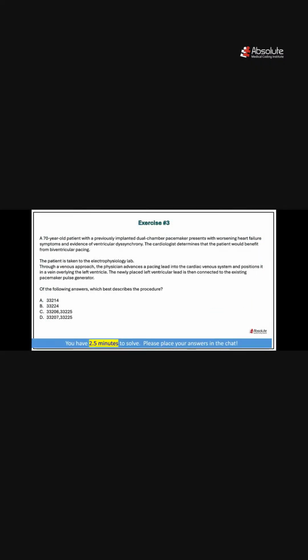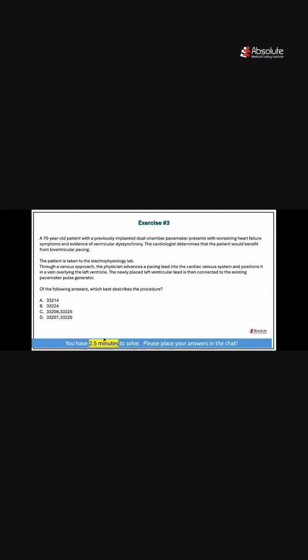The question is, of the following answers which best describe the procedure? Your options are option A, 33214; option B, 33224; option C, 33208, 33225; option D, 33207, 33225. A 70-year-old patient with previously implanted dual chamber pacemaker presents with worsening heart failure symptoms and evidence of ventricular dyssynchrony. The cardiologist determines that the patient would benefit from biventricular pacing.